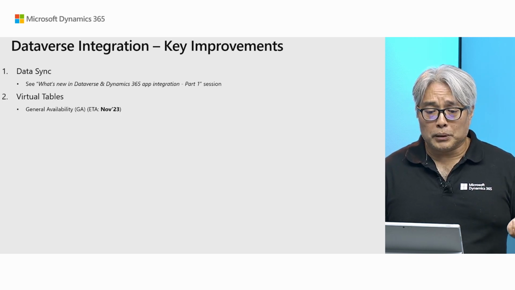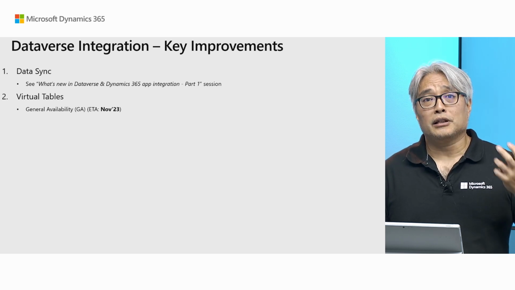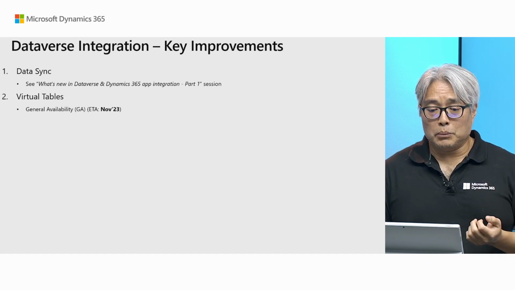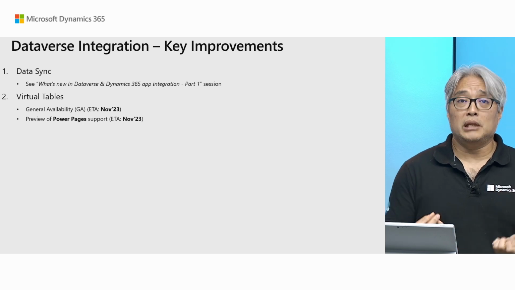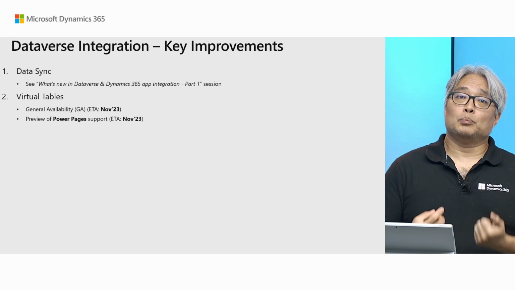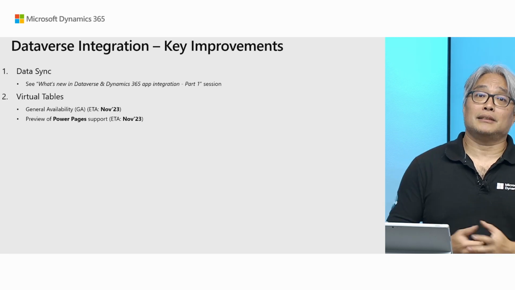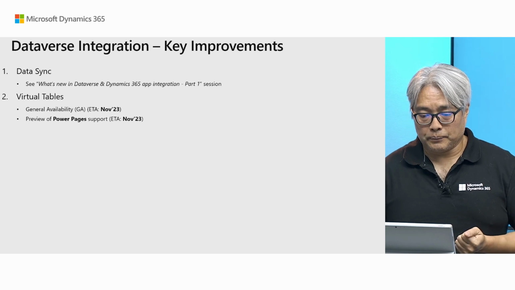And on the virtual tables, essentially, I'd like to announce the first time general availability, or GA, that's coming this November for our virtual tables. And a big feature that enabled our virtual tables, which is the preview of Power Pages support that allow access to BC data from unlicensed user. I will talk more about it, and I will demo that feature later.